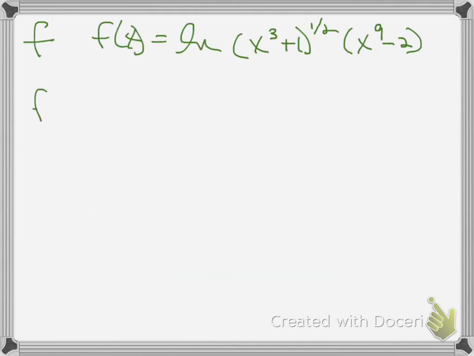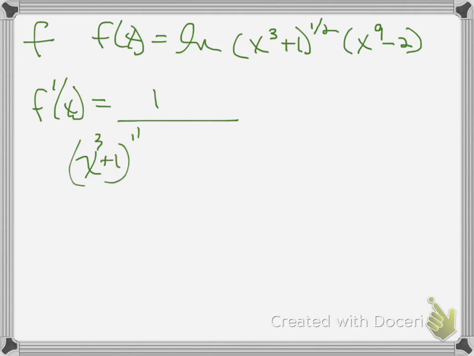Okay, so for this one, f prime of x, it is natural log, so it's going to be 1 over the x cubed plus 1 to the 1/2 power, and then x^9 minus 2. Now, you've got to take the derivative of that next. That's going to be a product. So let's get our product rule going. Just make this a little bit shorter.